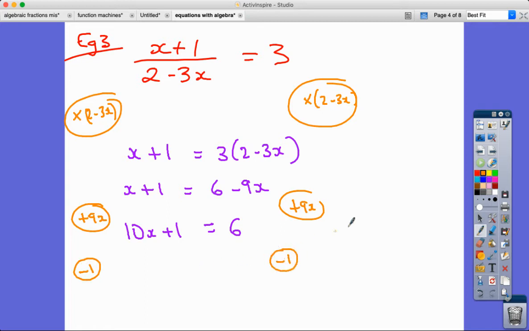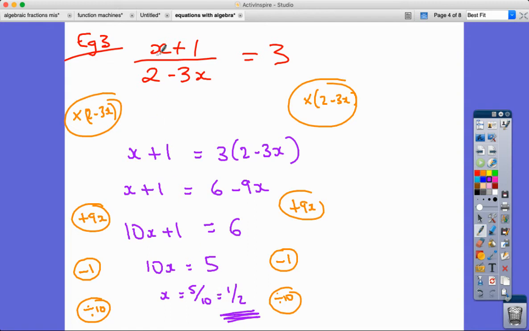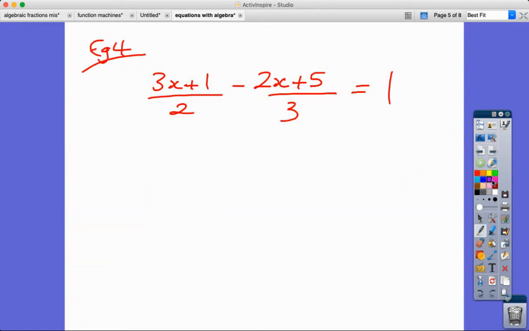We take away 1 from both sides. So I'm left with 10x equal to 5. And then I can just divide by 10, my final job. Divide by 10, which is equal to 5 divided by 10, which is equal to 1/2. And obviously then I can just substitute back in, check it works, and it does. Okay, so last example. We've got 3x plus 1 over 2 minus 2x plus 5 over 3 equals 1.